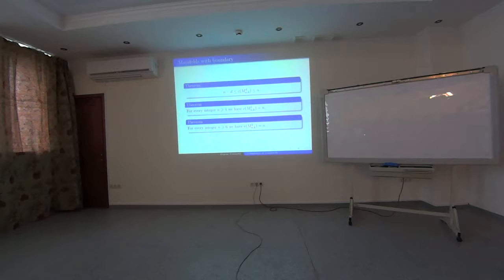And so let me, at the end of the talk, give an idea of how we prove this theorem, this one. We used an invariant to prove it. The idea was as follows.